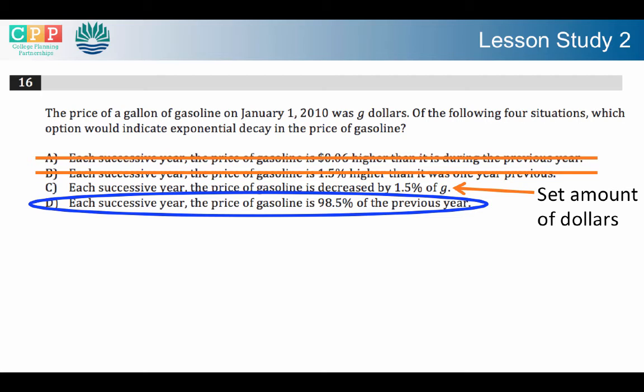Because that is 98.5% of the previous year. So that means I am dropping each year. I'm not getting the same amount back each year.